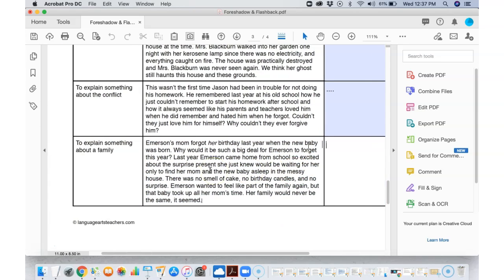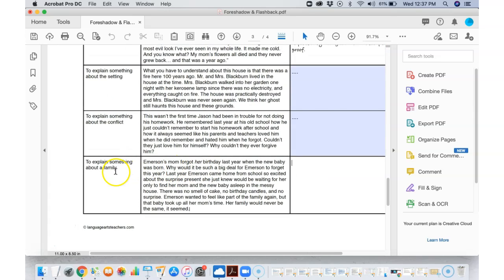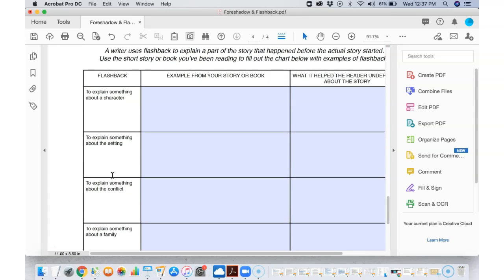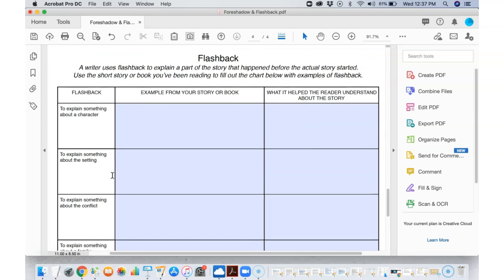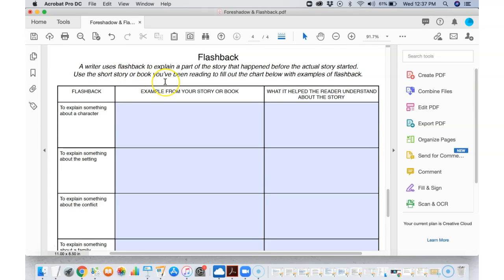Okay. All right. Let's look at one last section. This one has a lot of blanks, but here's what you do. Remember that a writer uses flashback to explain a part of the story that happened before the actual story started. Now, here's where we're going to change things a little bit. It says use a short story or a book that you've been reading to fill out the chart below with examples of flashback. If you would prefer to use movies or shows, then you could do that too. Okay, that's fine. Because the point is that we're thinking about the purpose of a flashback. So use a short story, use a book, or use a movie or a TV show that you've seen.